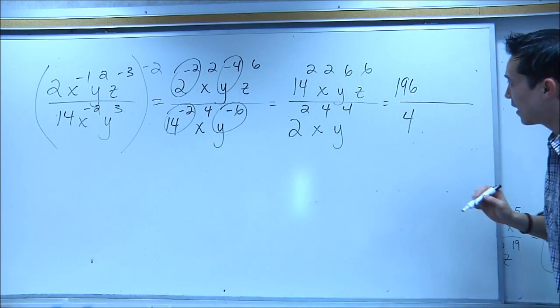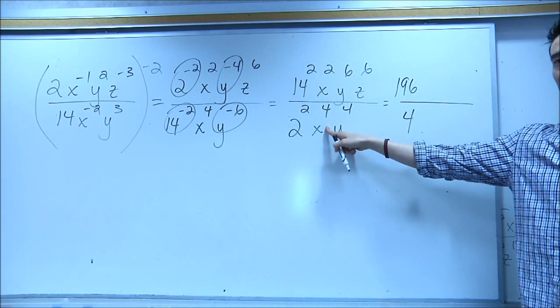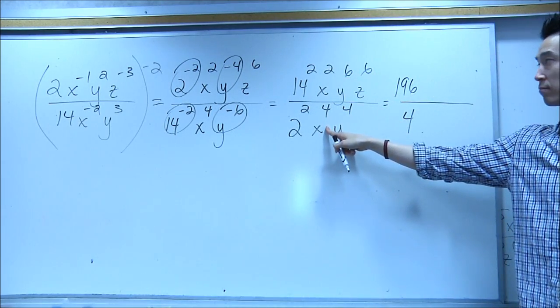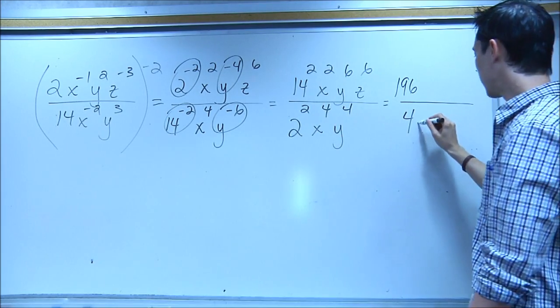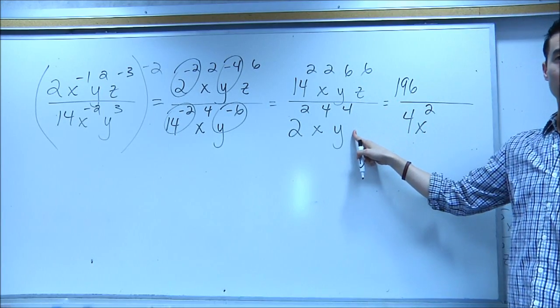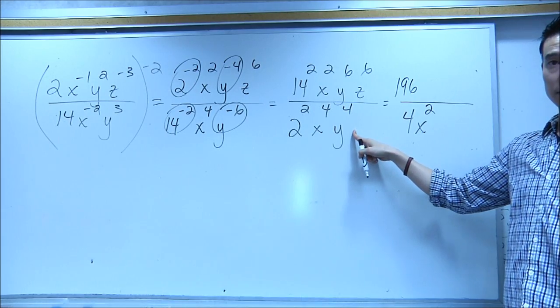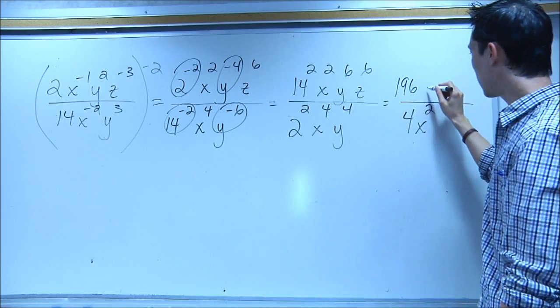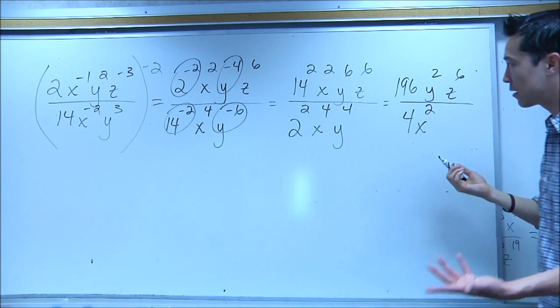All right, now I have an x squared and an x to the 4. What's that going to leave? X squared where? In the bottom, great. I have a y to the 6 and a y to the 4. That leaves a y to the, subtract the exponents, y squared in the numerator. And I have a z to the 6 that's just staying there the whole time.